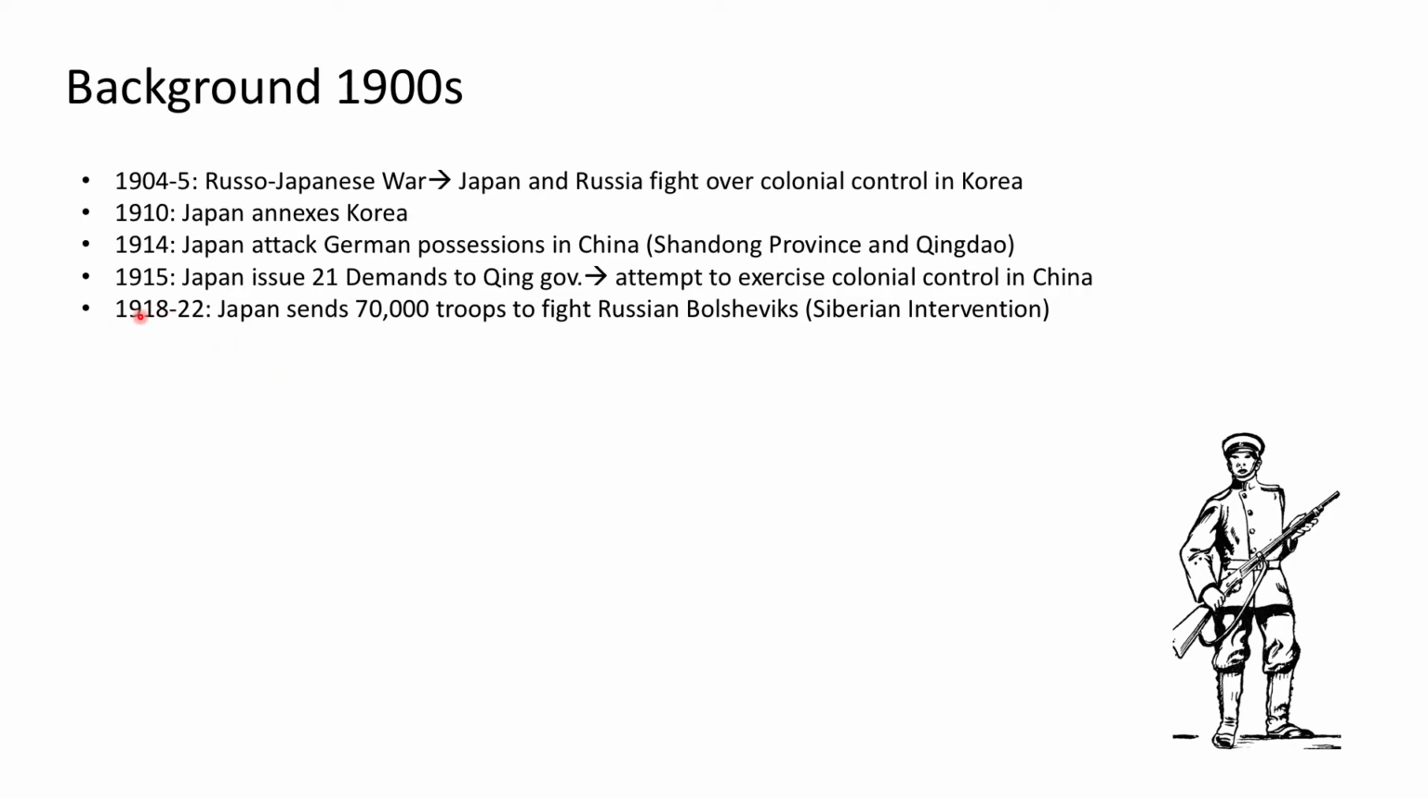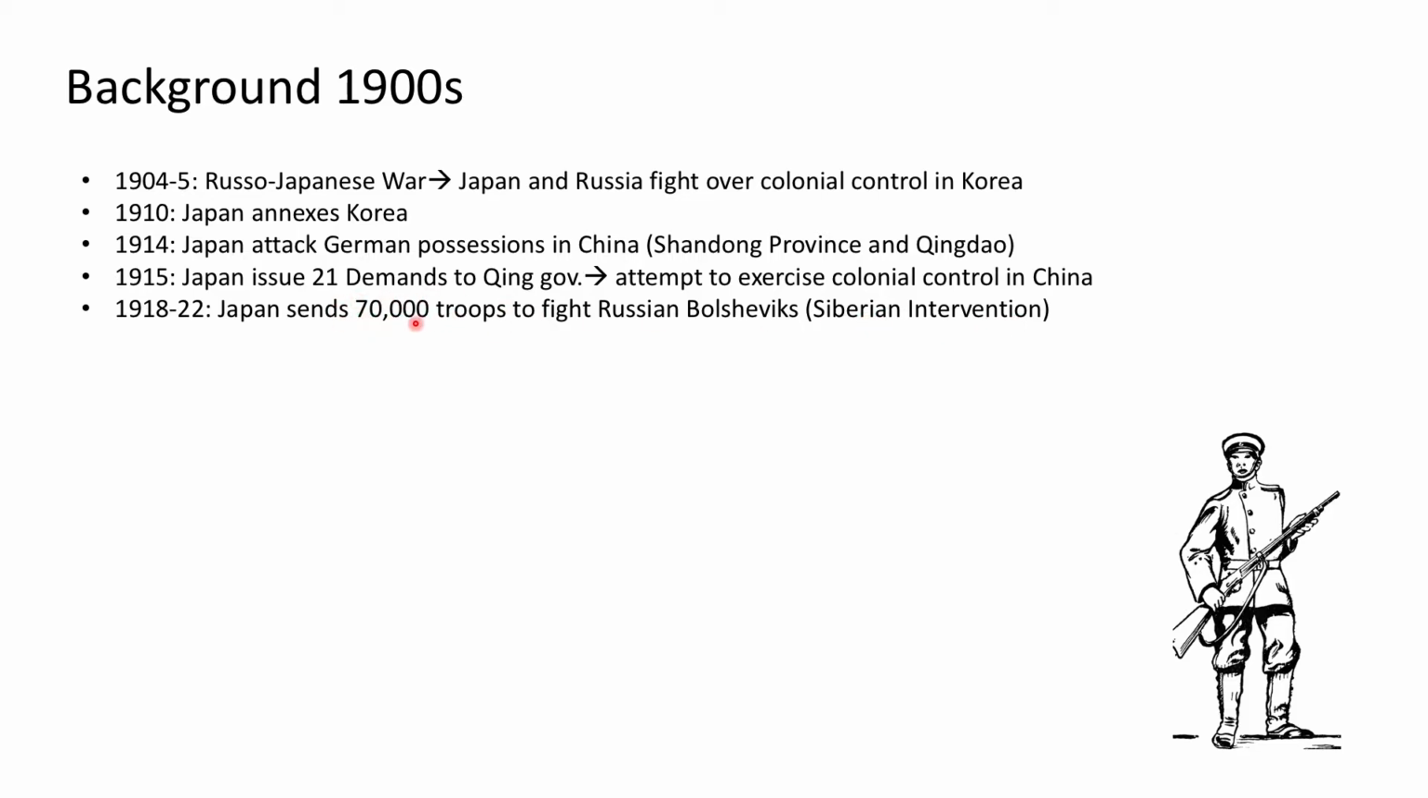After World War I, then, in 1917, the Russian Revolution, Bolshevik Revolution, occurred, and this prompted a backlash against kind of the rise of communism, Russian communism, and Japan, along with some Western nations, sent troops, dispatched troops to fight the Russian Bolsheviks. This was known as the Siberian Intervention.